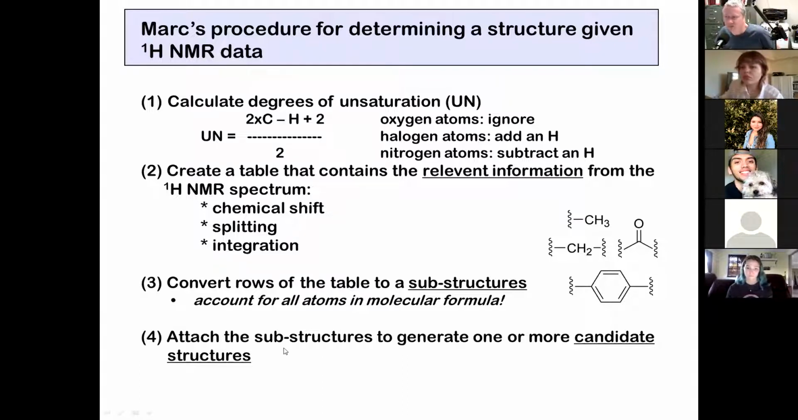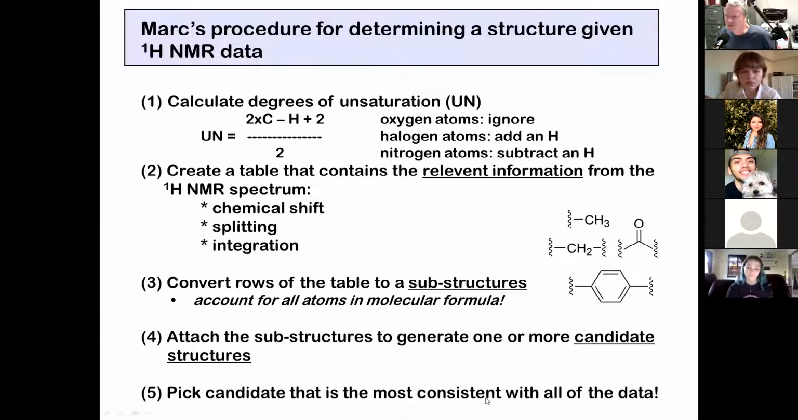Often you'll just jump right to the answer, and then you're done. The whole point is to figure out the answer, right? But sometimes you'll come up with two, and you're like, which one's more consistent? Pick the candidate that's the most useful, most consistent, okay? All right, so one more thing.